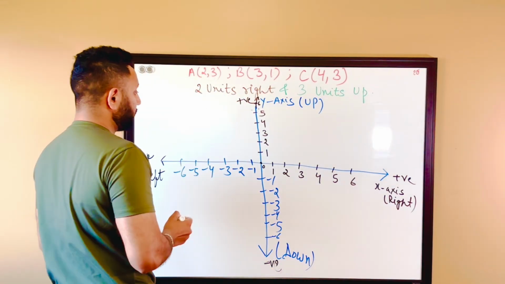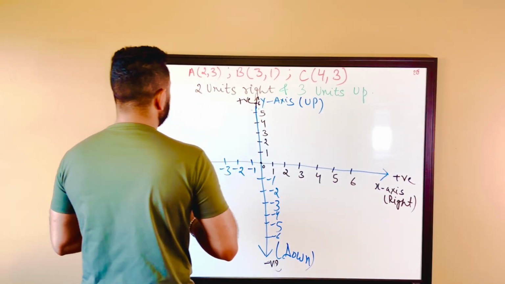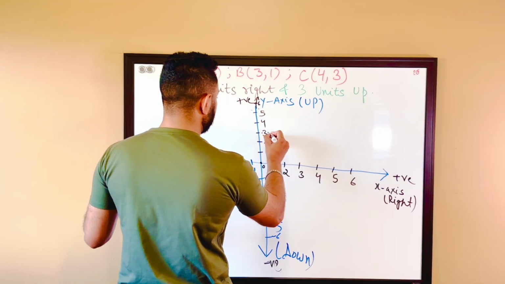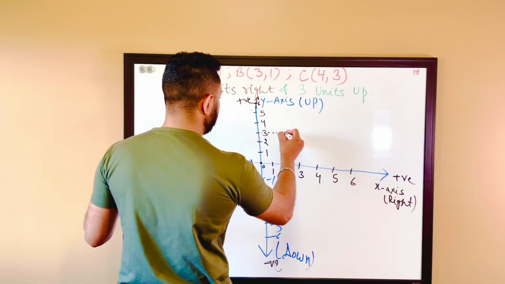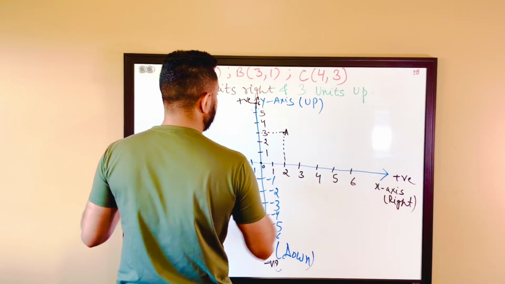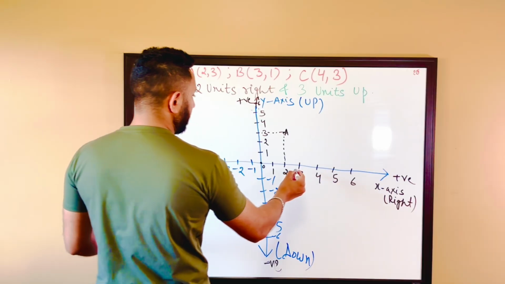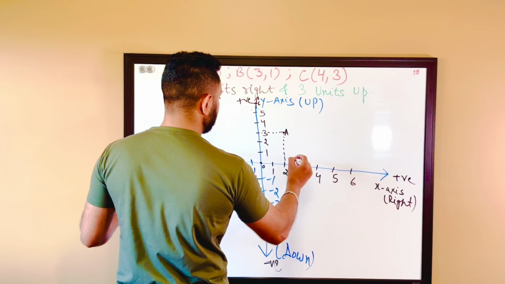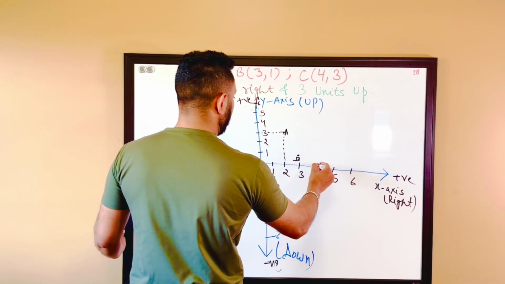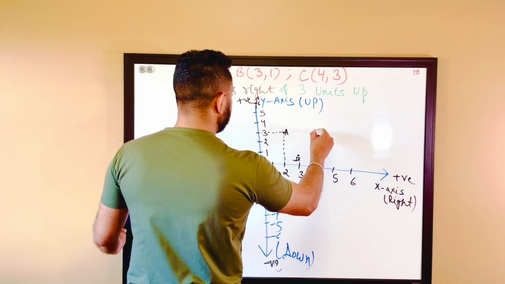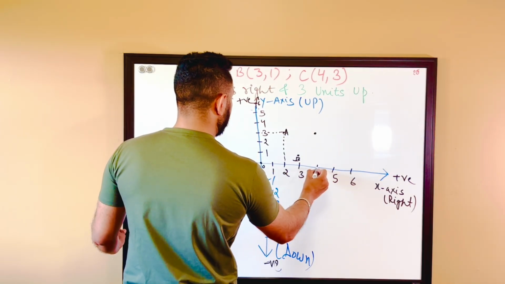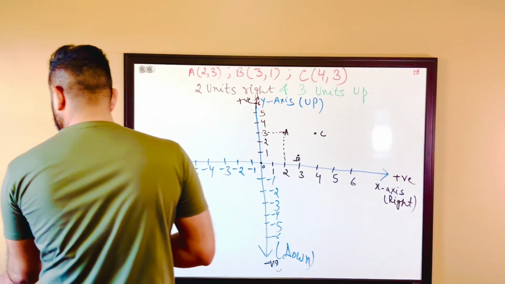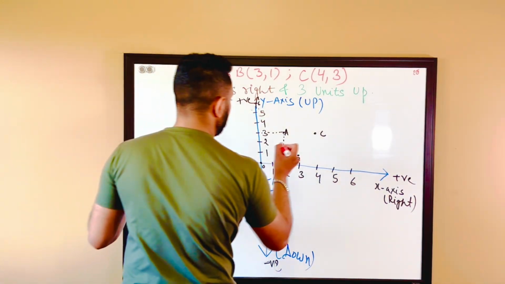So A is 2 and 3. So this is 2 and this is 3. They're going to meet here. This is A. And B is 3, 1. Like 3 and 1. This is B. And C is 4, 3. This is 4 and this is 3. So this is C. And let's join A, B, and C.